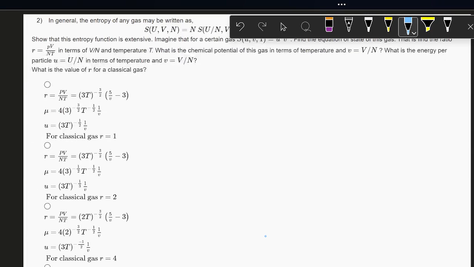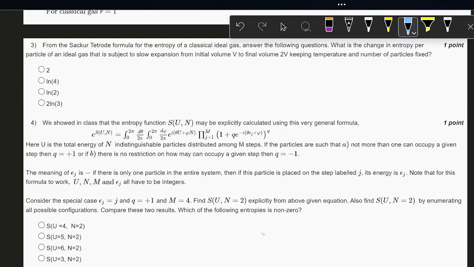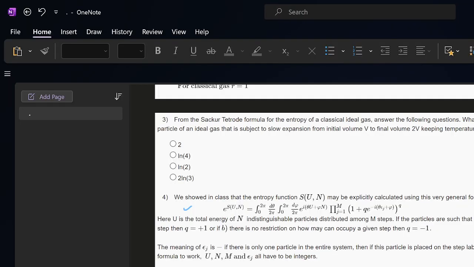And then I also discussed this kind of a problem where the entropy function is given like this expression, and how that should be done. I also gave a hint on that.